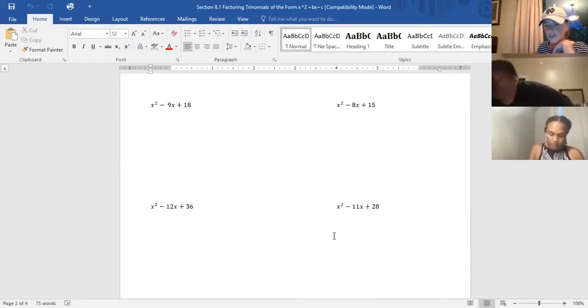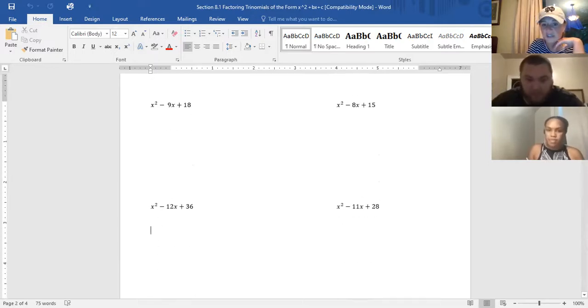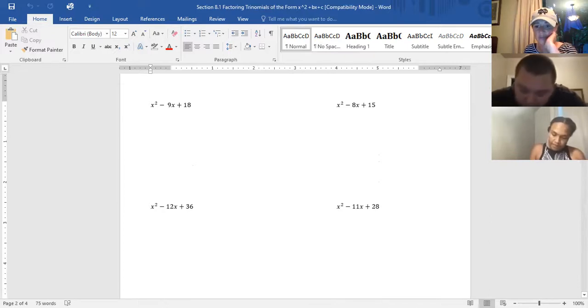Okay. Did you get those 4 written down? Yes. Oh, and then here they're both negative. Okay, so we're going to get every single possible scenario on the sheet of what they could do with the 3 terms. So x squared minus 9x plus 18, and x squared minus 8x plus 6.